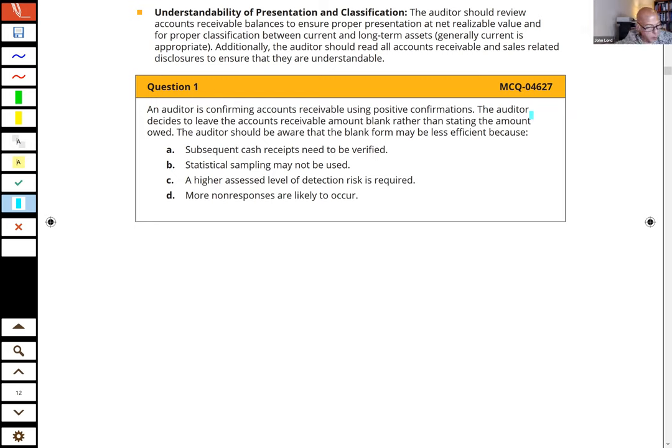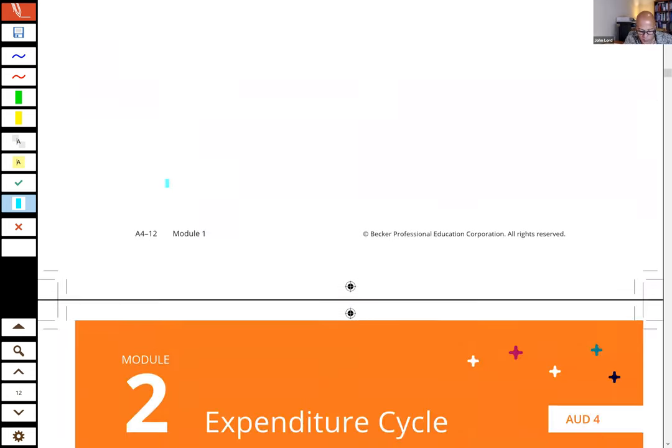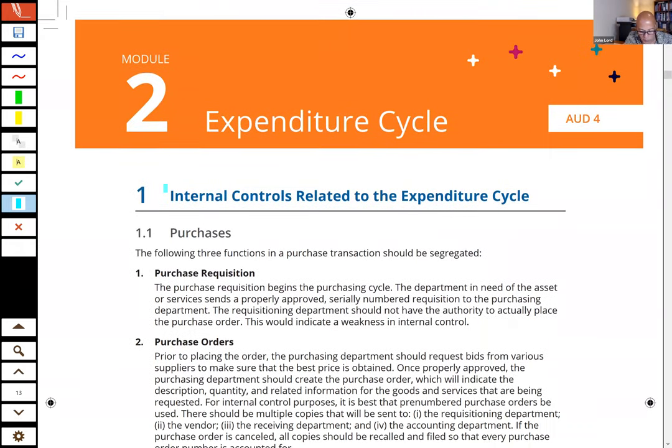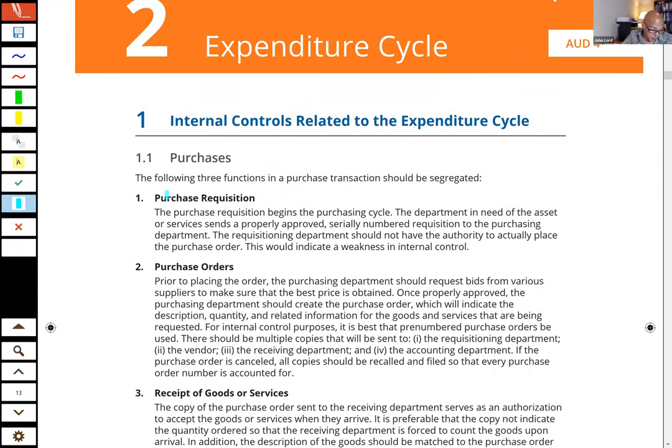Let's go ahead and take a look at our next cycle. Okay. And we're going to get into the expenditure cycle now. So we've got money coming in in our revenue cycle. Now in our expenditure cycle, of course, we're going to have amounts coming out. We're going to start with the internal controls. And again, we're going to talk about the segregation of duties. So we're going to talk about the segregation of authorization, record keeping, and custody.